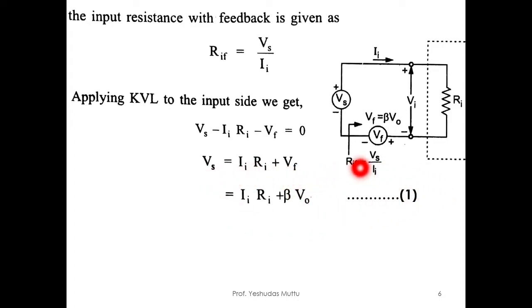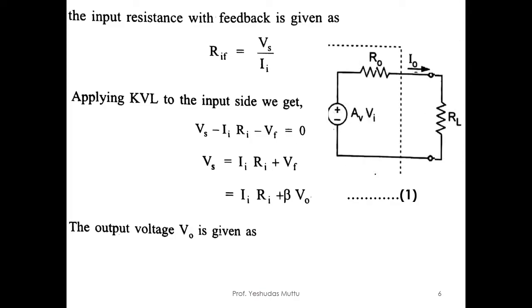I hope this is clear to you all. Done with the input side. Let's move to the output side now to find out the output voltage, because we know that at the output there is voltage in this particular configuration. So this is the output circuit.